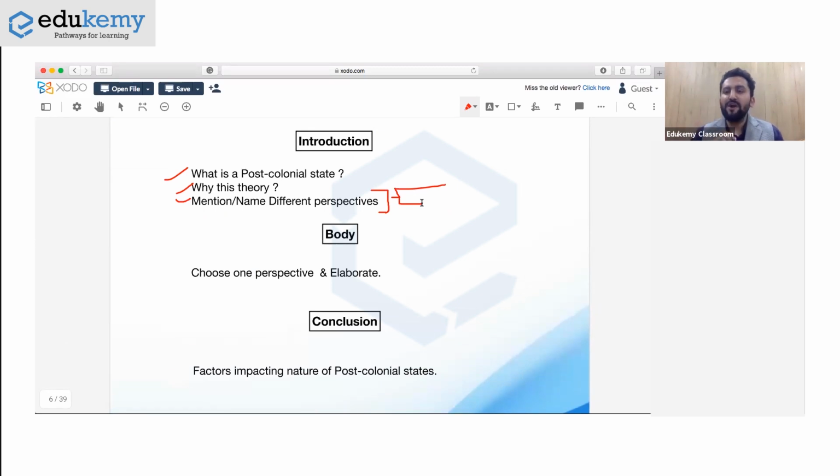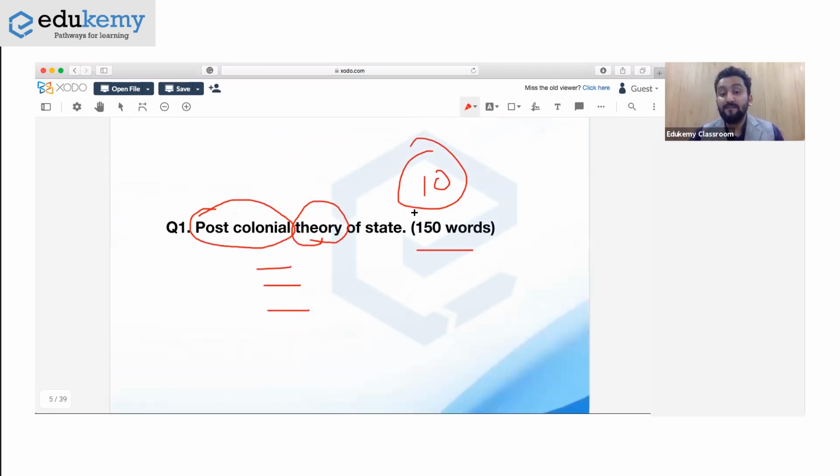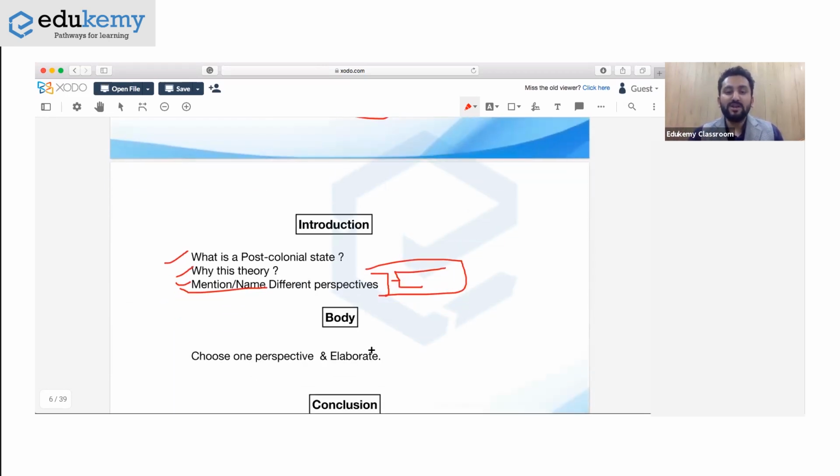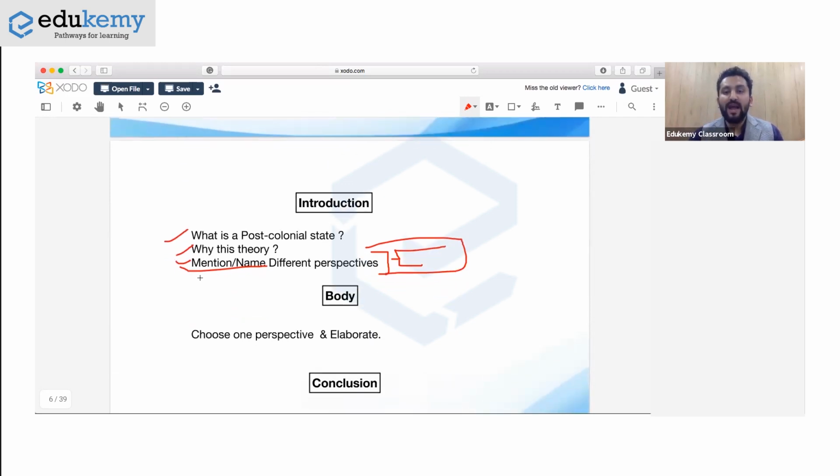I would advise you that in the introduction, name the different perspectives but don't expand on them, because we don't have that liberty in a 10 marker question of 150 words. So how many words can you give to your introduction? 20 percent of 150, which is 30 words. At max, you should not go beyond 30 words, although you should try to limit your introduction to 15 to 20 words. In those words: what is a post-colonial state, why this theory, and name the perspectives and scholars.